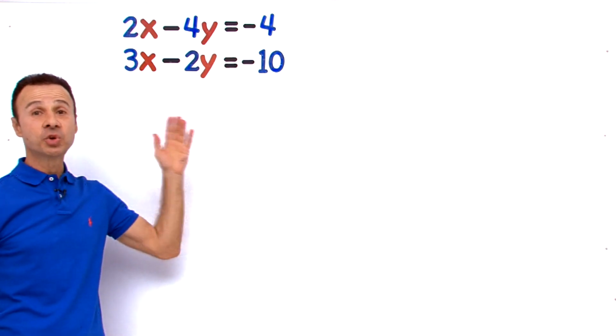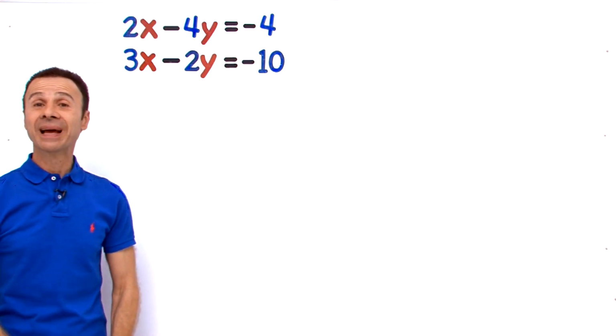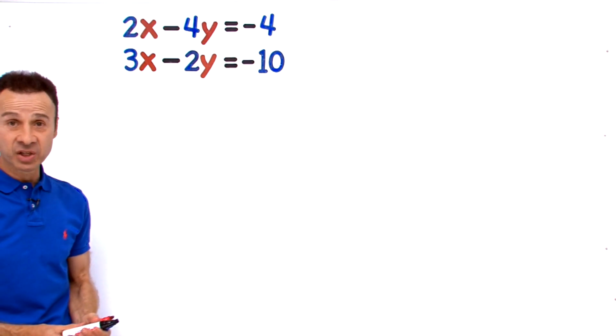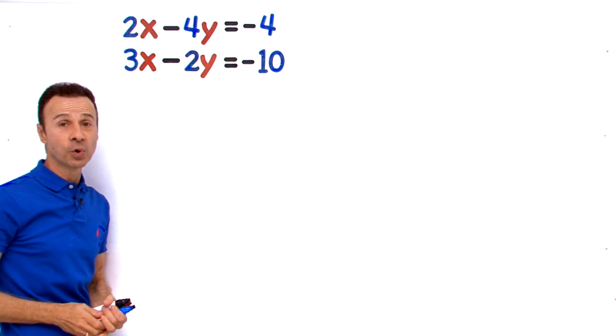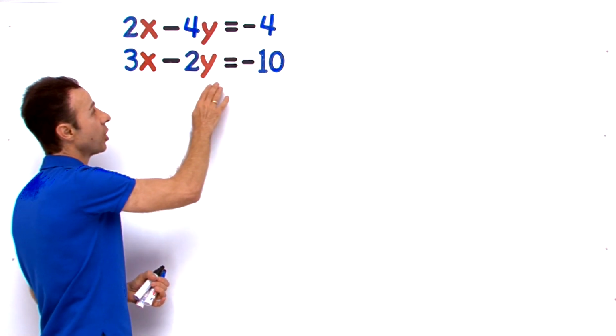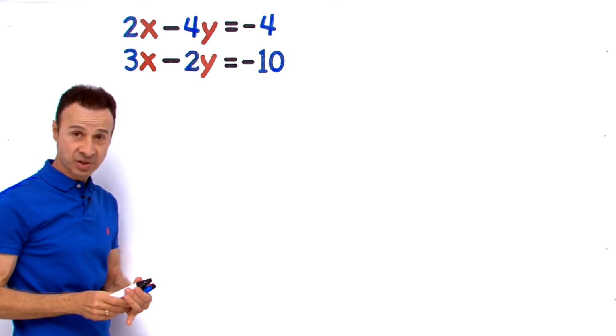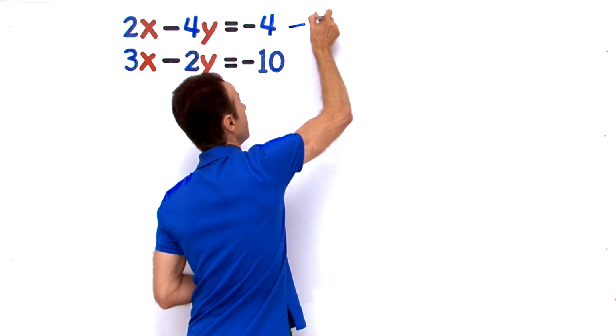Okay, we're going to solve these two equations using the method of elimination. So let me just read out each equation for you. On the top we have 2x minus 4y equals negative 4. Down below, 3x minus 2y equals negative 10. Let me just identify them: equation 1 for the top one.